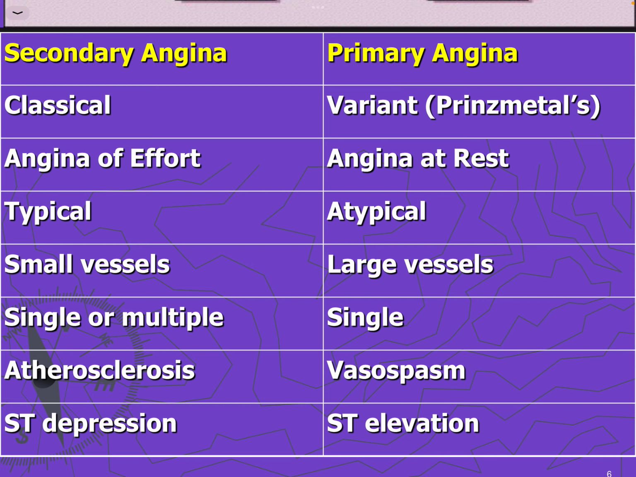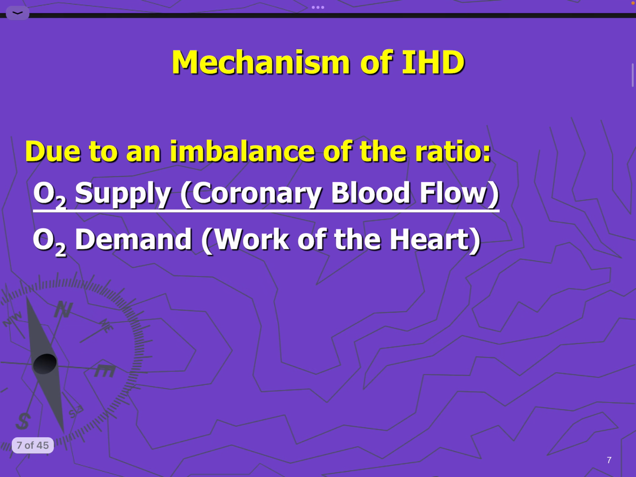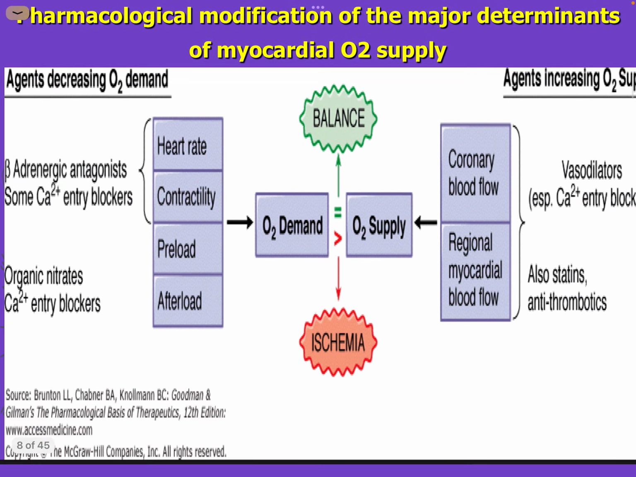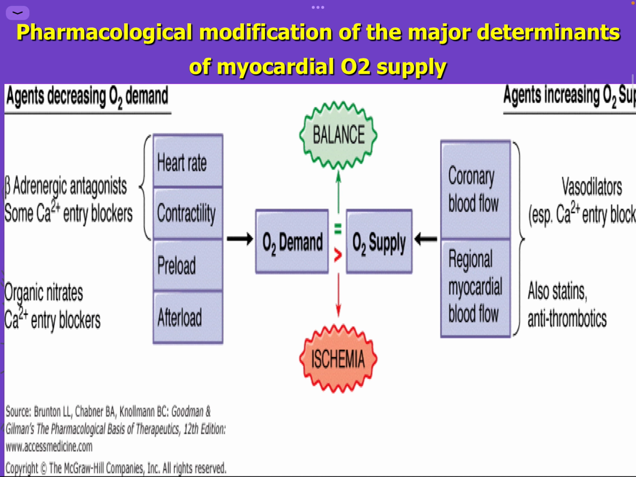Now, what will we be explaining? Today we want to explain the drugs that modulate the oxygen supply and the drugs that modulate the oxygen demand. So we have to have a balance between these two, oxygen demand and oxygen supply, in order to reduce the risk or the development of ischemia.